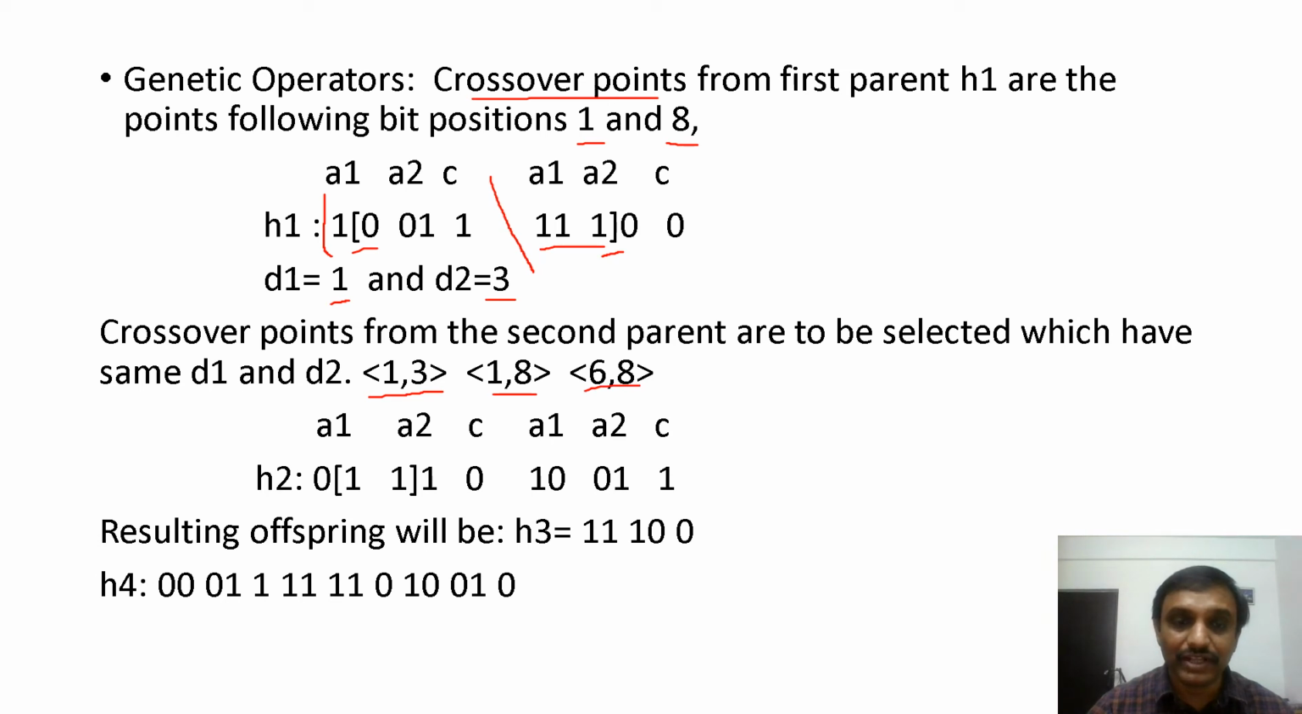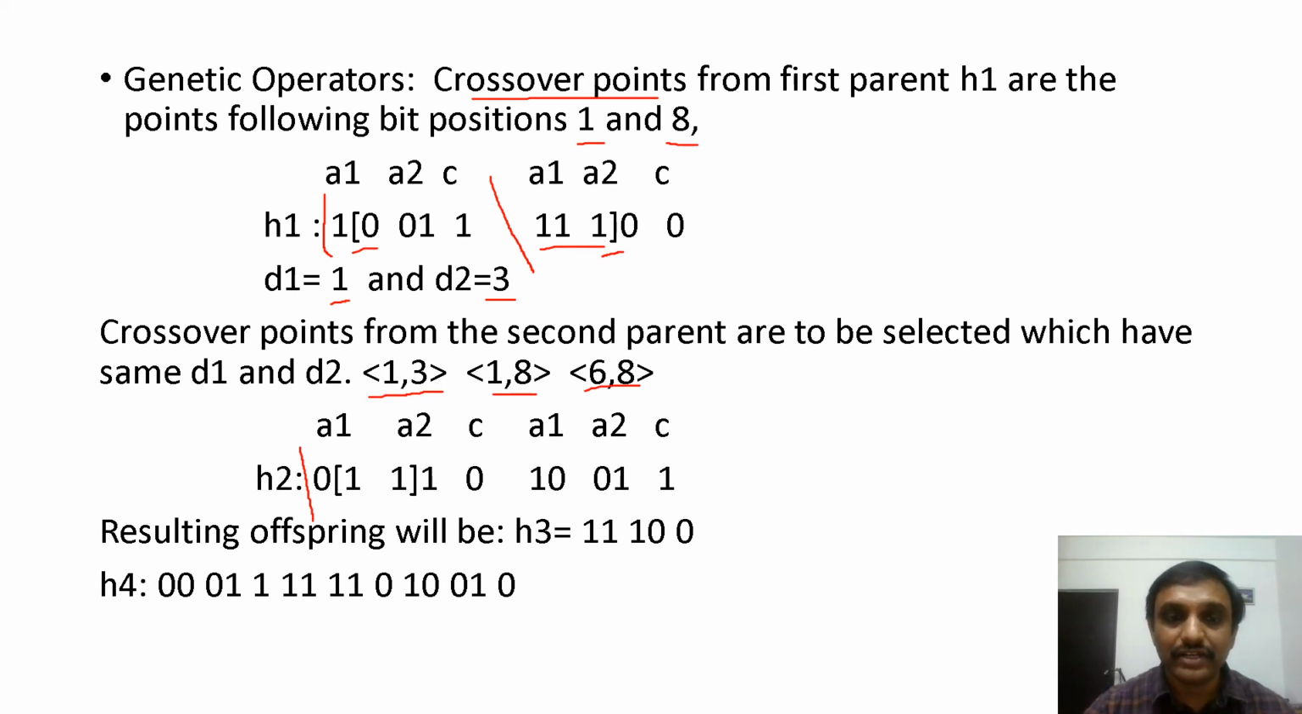You observe this 1 3, both are present in the first if-then rule only. So here before 1, how many bits are there? 1 bit. So D1 is 1. So before 3, how many bits are there? 3 bits are there. So D2 is 3. So you can choose that one.